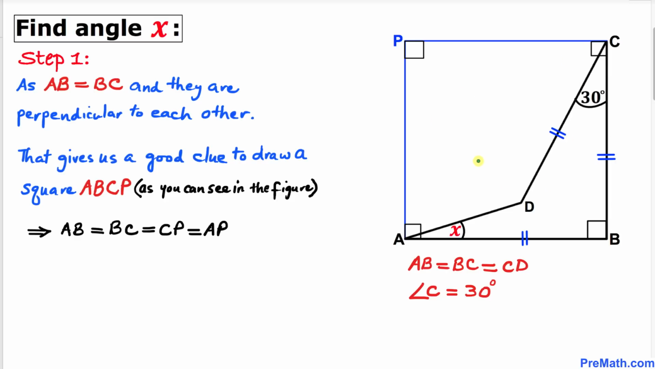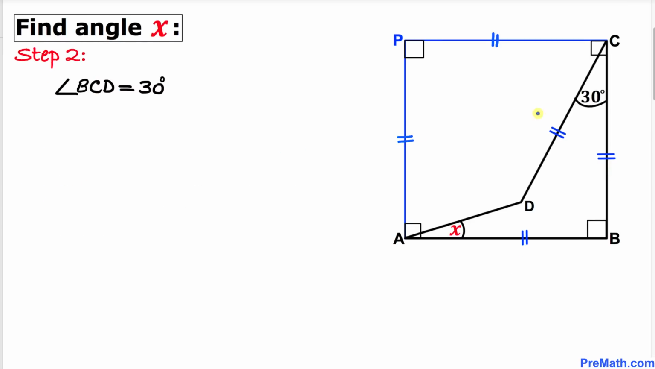And since this is a square, all these sides are equal in length. And here's our next step. We know that this angle BCD is 30 degrees, and we know that this whole angle is 90 degrees. So this angle has got to be 90 minus 30, which is 60 degrees. So thus our angle PCD turns out to be 60 degrees.